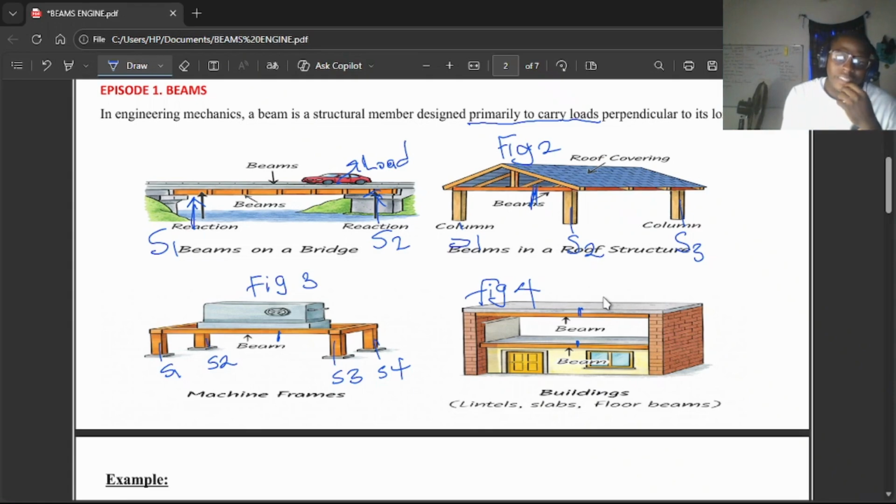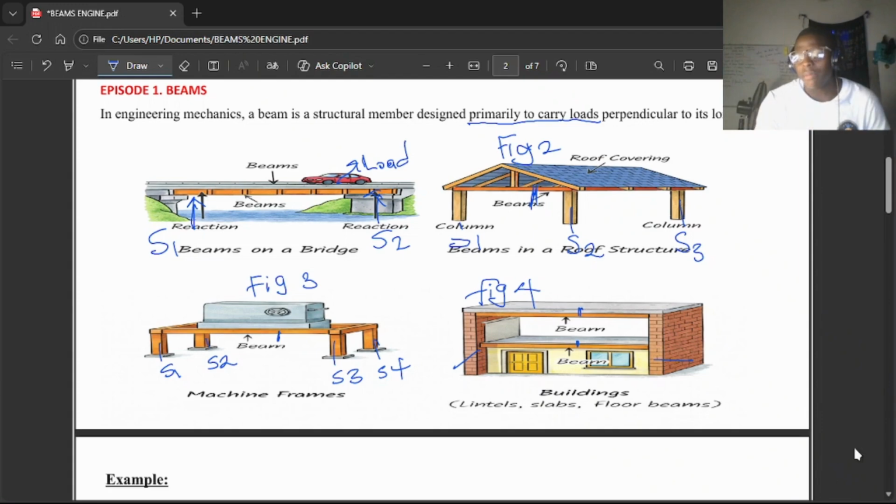Now somebody asked me, sir, he said, we cannot have a beam without a support, right? Yes, there is also a support here. And what are you seeing here? Am I communicating? So basically, you can see beams in different scenarios.